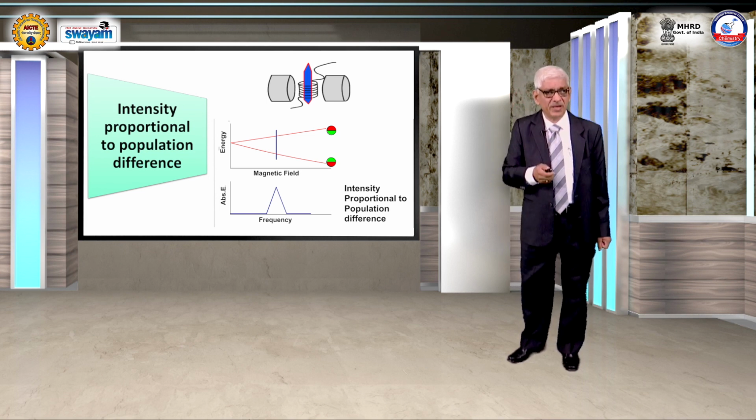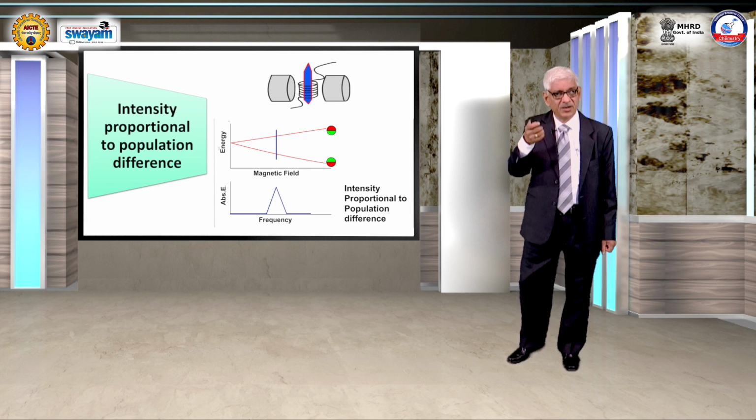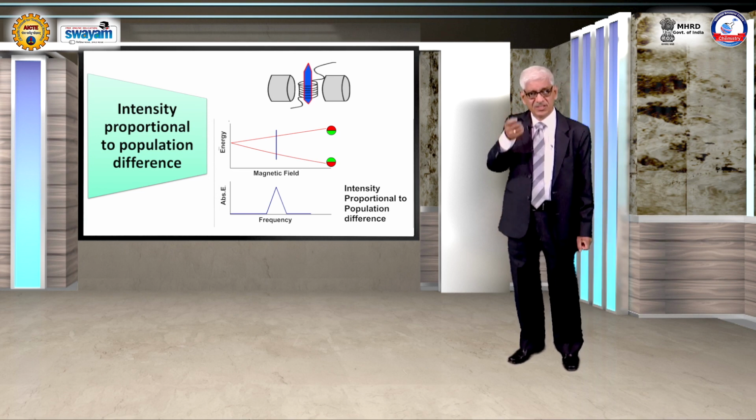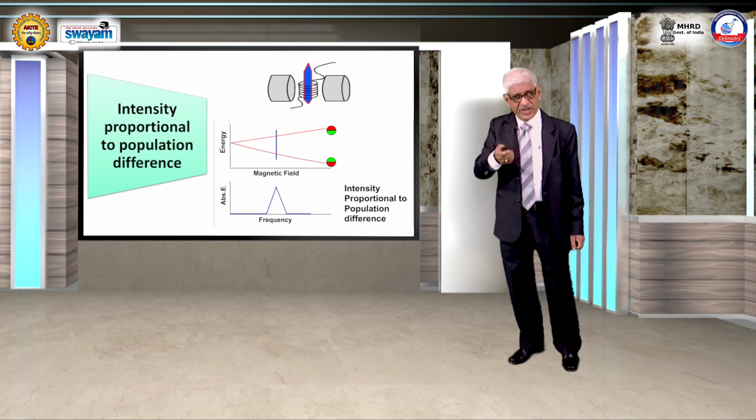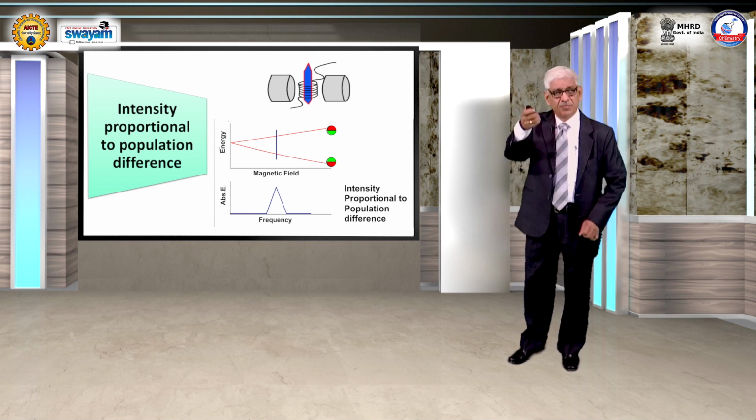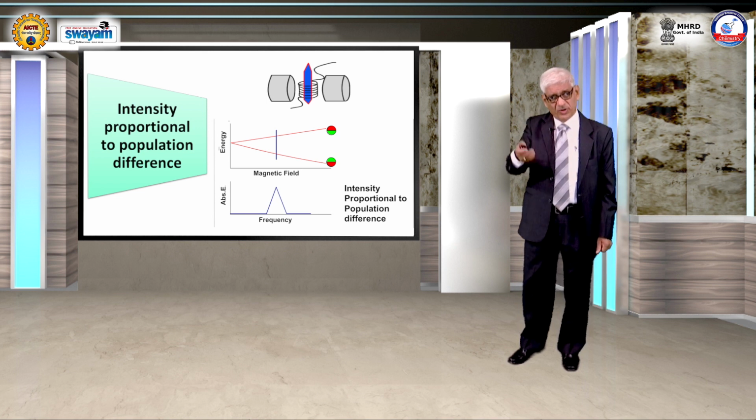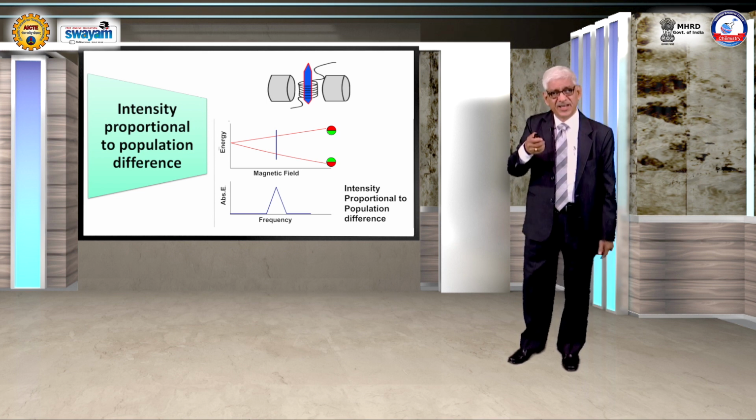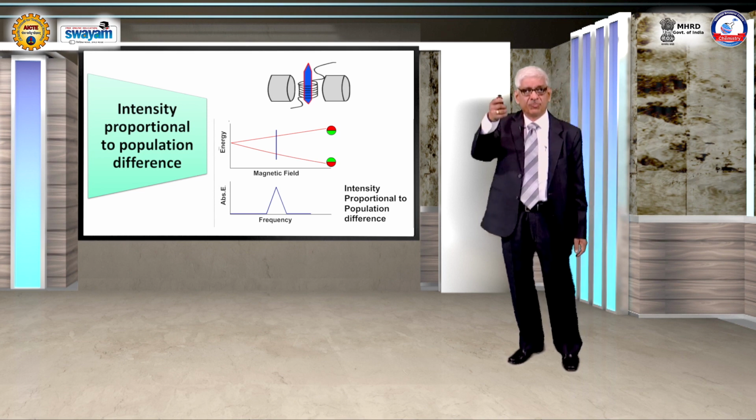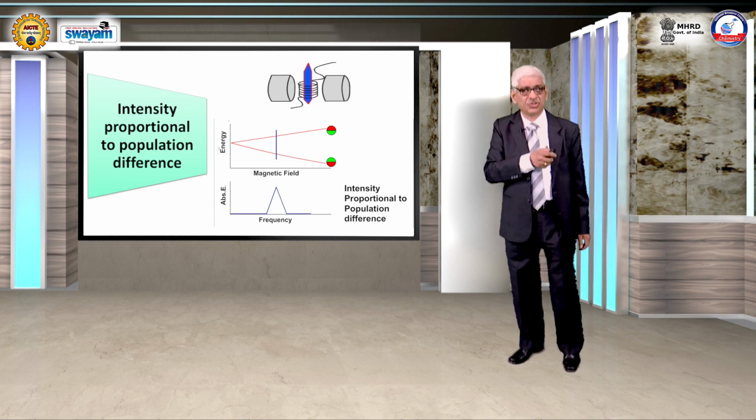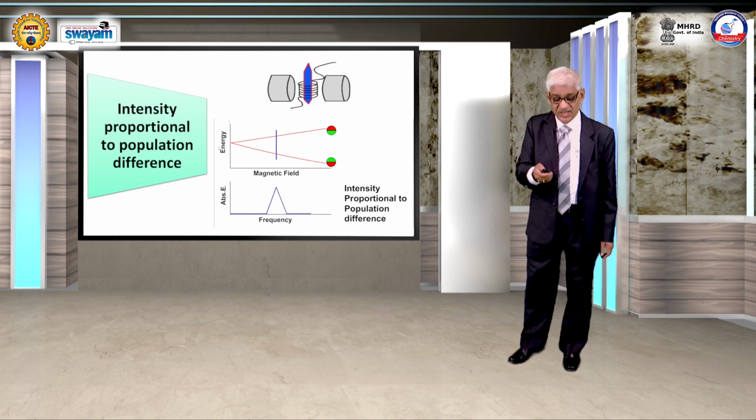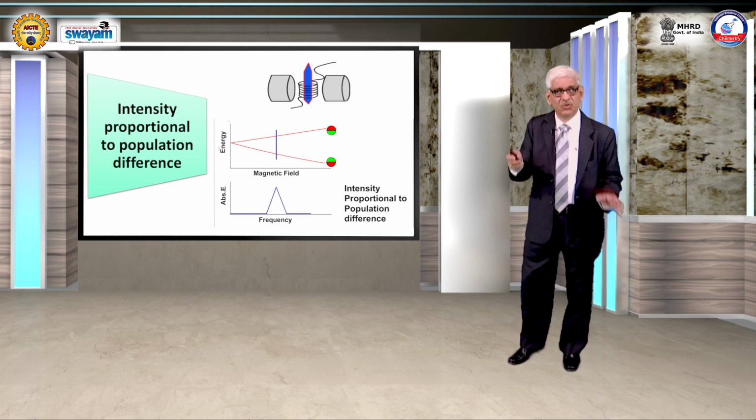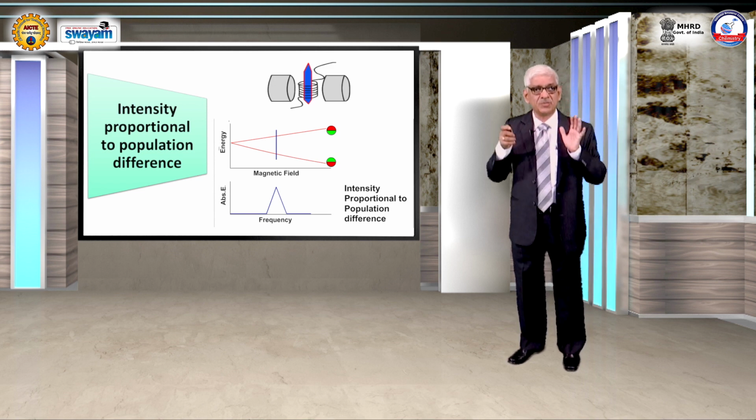Now what is the intensity of the NMR signal? How much energy will be absorbed? This is an important question. That is the strength of the signal. When you have two energy levels, the nuclear spins will distribute themselves between these two energy levels according to a certain law which is called the Maxwell-Boltzmann statistics, and the intensity will be proportional to the population difference between these two energy levels. That is the NMR signal you will get in your NMR spectrometer.